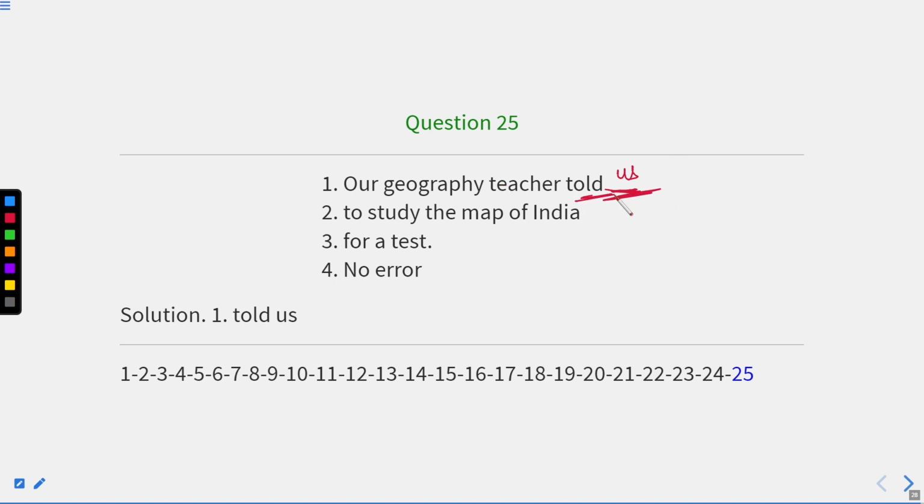Also, this sentence is an indirect speech. That is why we have written told over here. So told should be followed by the word us or the object. So our geography teacher told us to study the map of India for a test. So this should be the correct sentence. So this first part contains the error.